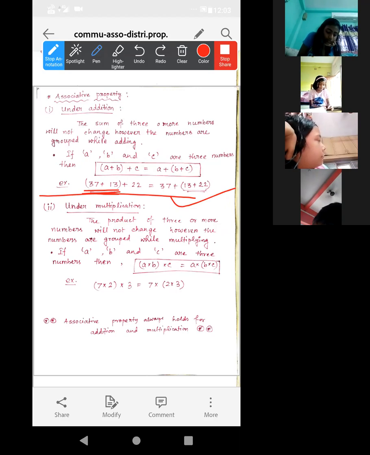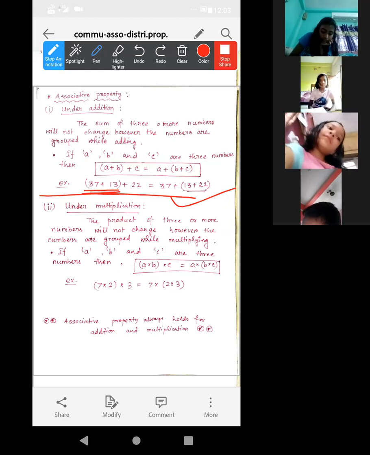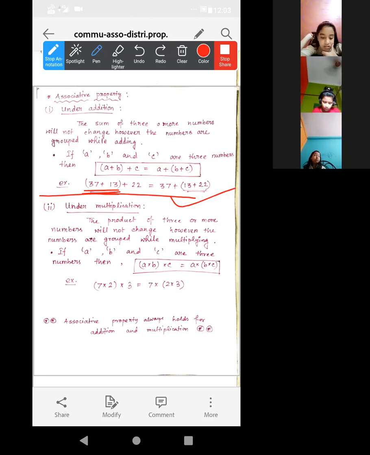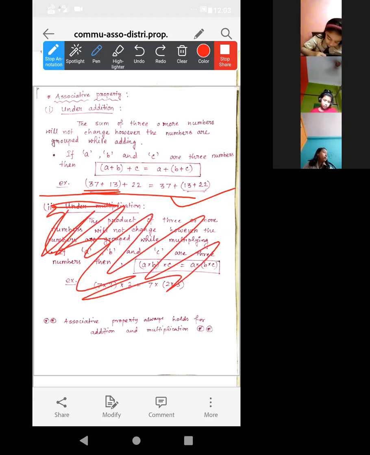I think now this one is clear to all of you. Yes or no? Anjum, have you done it? Good. Now give a heading, property of 0. No need to write this one. In associative also, that star mark, look, the associative property holds for addition and multiplication, not for division or subtraction, unless the numbers are the same.